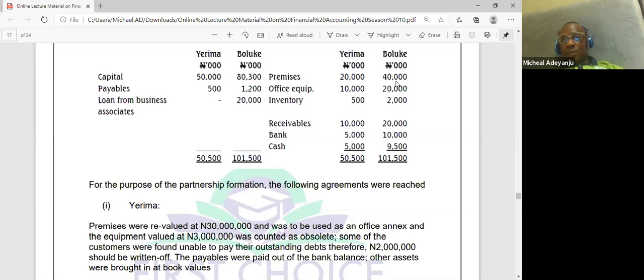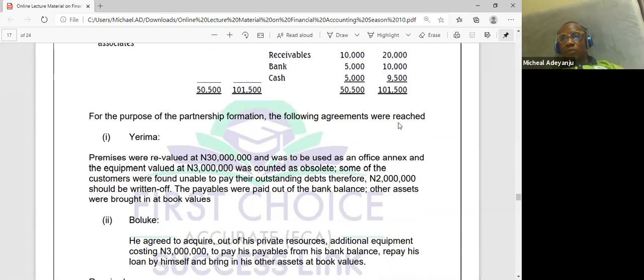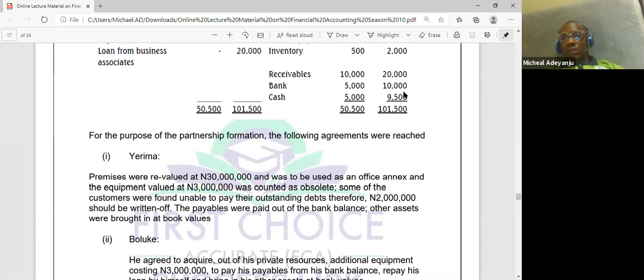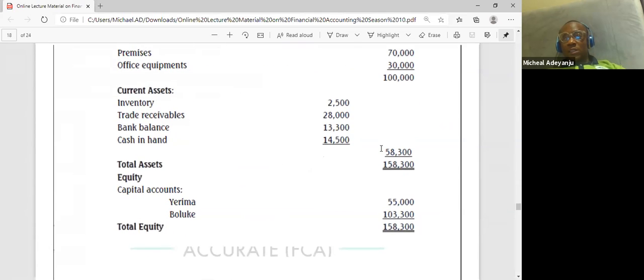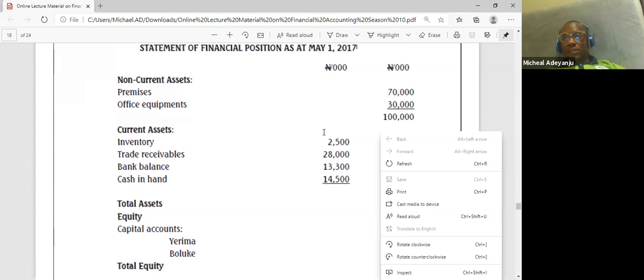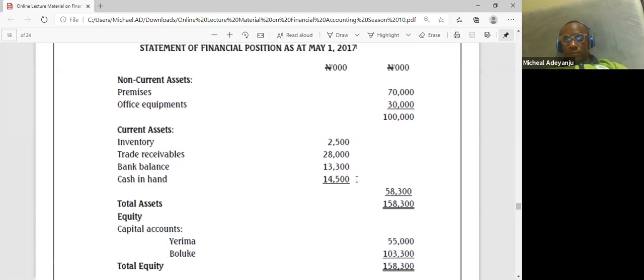Premises for Buluke remains at 40 million naira. Office equipment has increased to 23 million naira because of the 3 million naira additional office equipment. Inventory remains the same as 2 million naira. Receivables remains the same as 20 million naira. Bank has reduced to 8,800,000, and we have our cash remains at 9,500,000. This was the reason why they arrived at these figures.